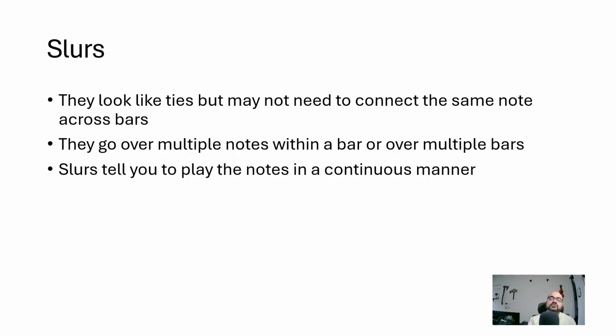A slur is going to be a line that looks like a tie, but it's not trying to extend the length of a note across a bar. If you see a slur line on a sheet, it just says try to play the notes continuously instead of playing one, releasing it, and then playing the next one, which might not sound continuous. The best way to show this to you would be practical, and you'll see that in the next video.